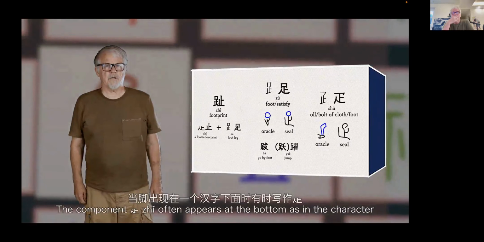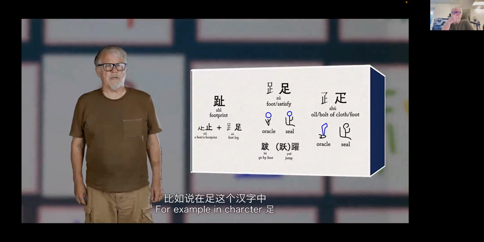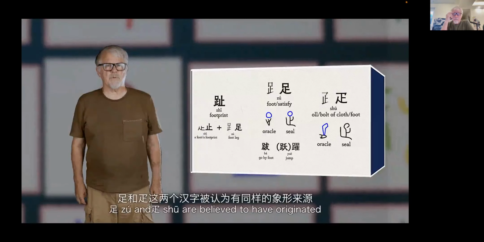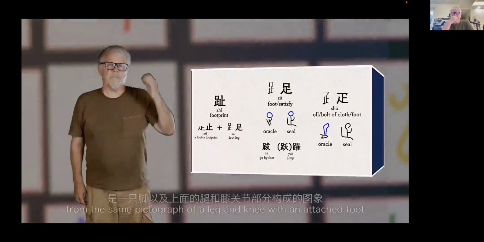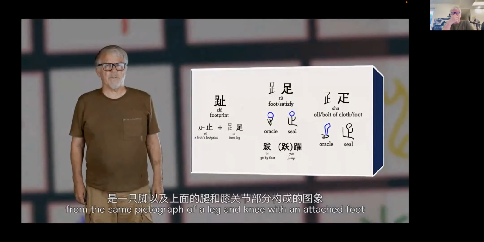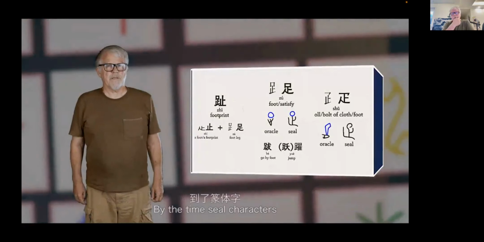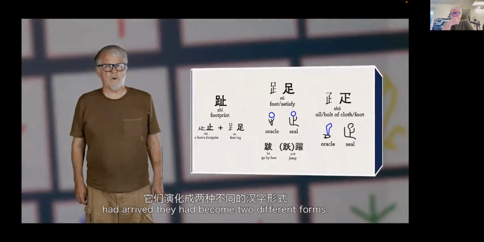Zhi means footprint, from foot or leg, zhu, and the related phonetic foot going forward, zhi. The component zhi often appears at the bottom. For example, in the characters zhu and shu, they are believed to be both of the same origin. They both came from a pictograph of a leg and a knee, which is attached to the foot. By the time the seal characters had arrived, they had become two different forms.